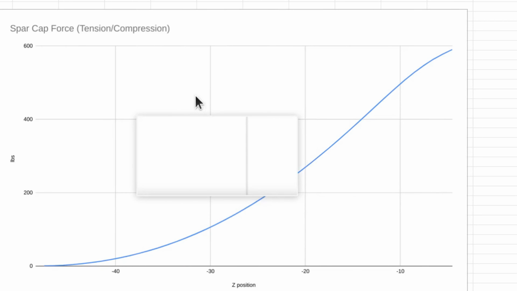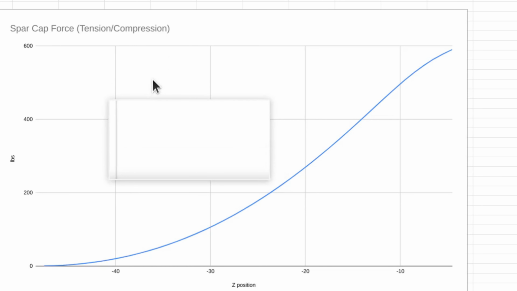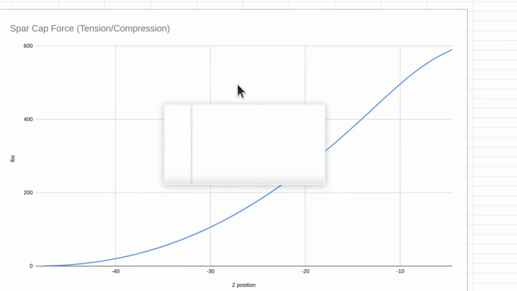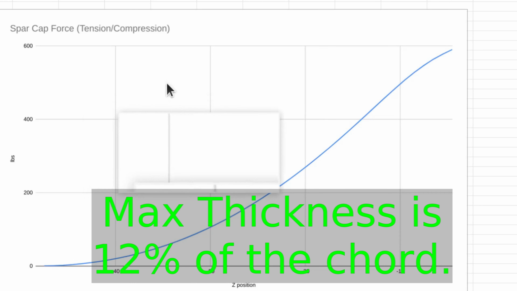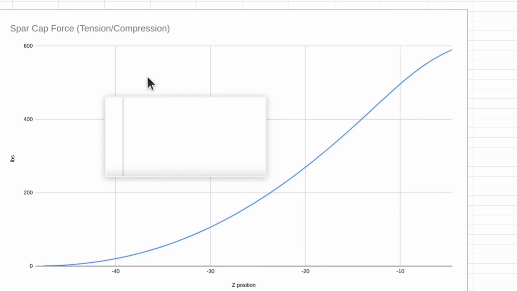Again, we're treating the vertical tail as one piece instead of having a vertical stabilizer and rudder. And we're trying to figure out what the spar cap tension and compression forces would be on a single spar in that vertical tail. So that's what we're looking at here. In this chart, I assumed that the spar would be at about the 42% chord. I think that's going to be about right. And that makes it about 12% of the chord, since the maximum thickness is 12% at that 40% chord.